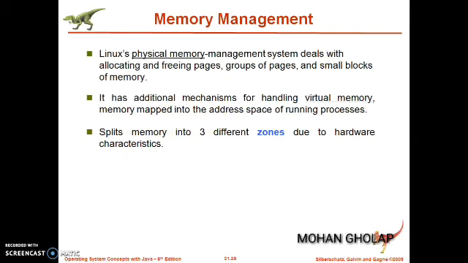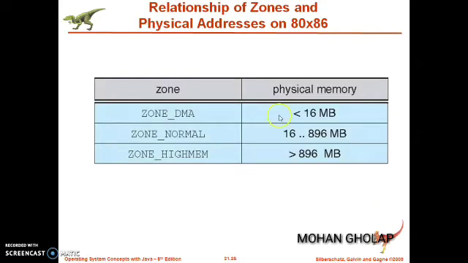Memory management is going to split the memory into three different zones due to hardware characteristics. Let us see what these three zones are. Here we have the relationship of the three zones and the physical addresses on a particular example system, that is, 80x86. In the first column we have the zones, and in the second column we have the physical memory range.